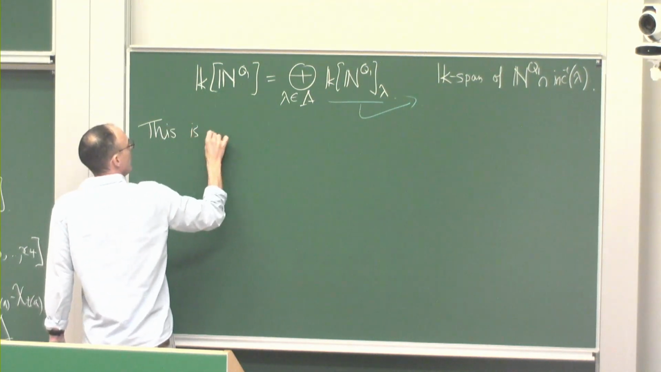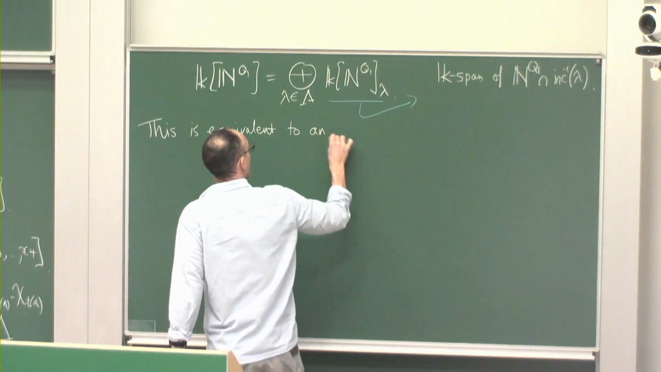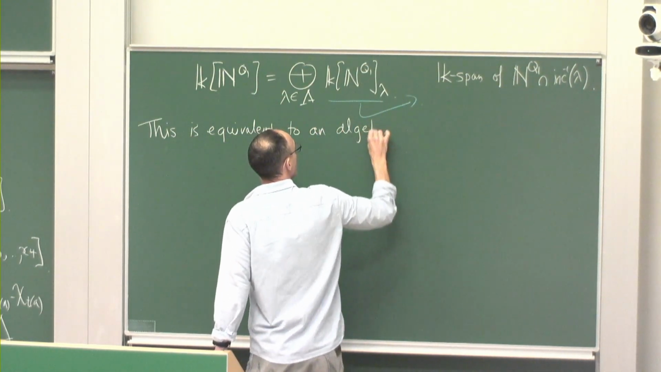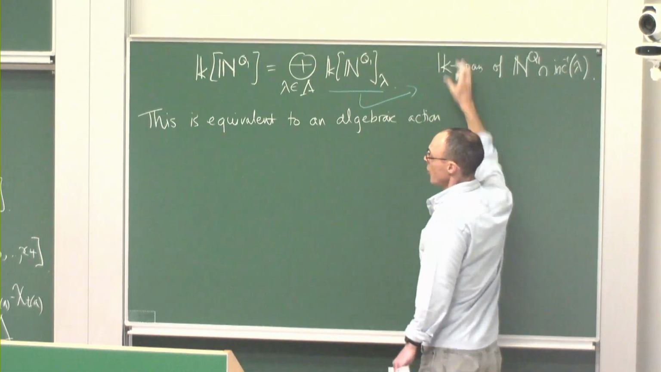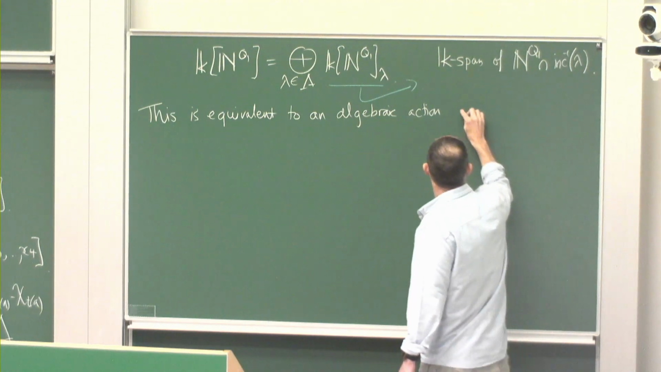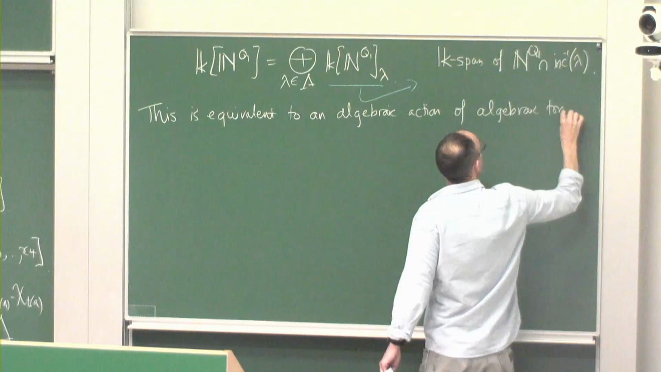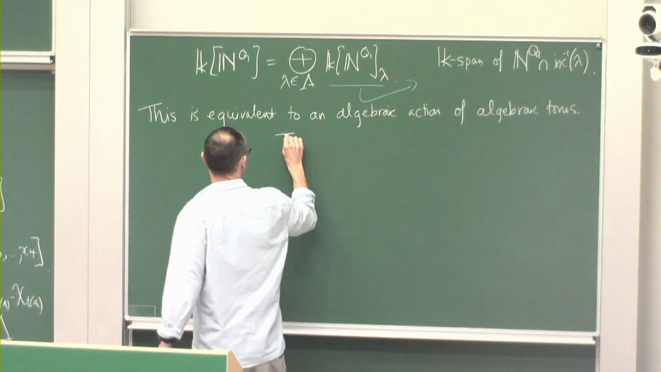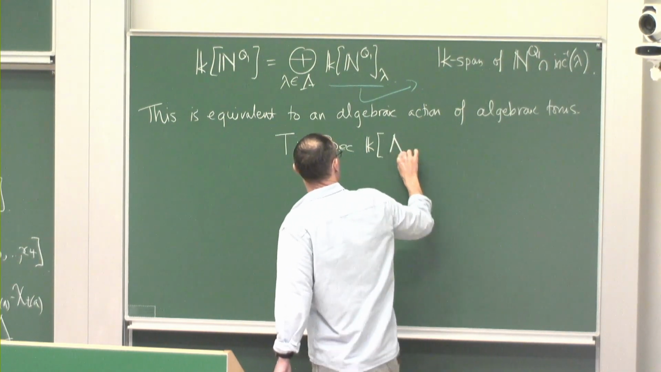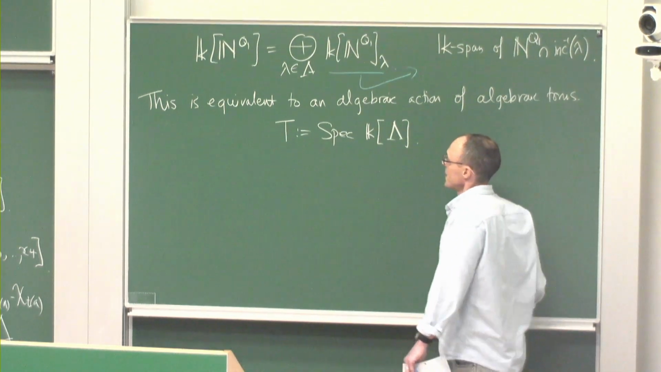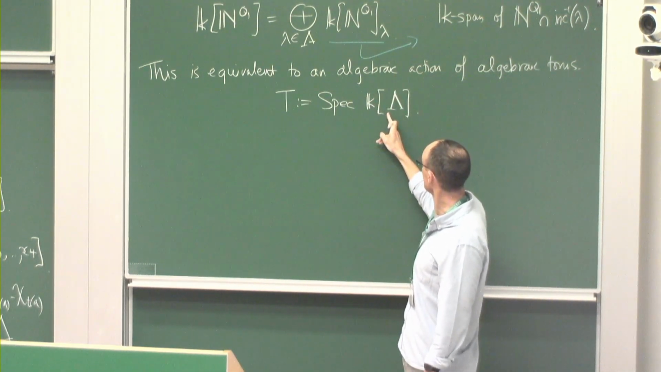Okay, the moment I have an algebra that's graded by lambda, suddenly we bring in some geometry. This is equivalent to us having an algebraic action. This is, after all, a workshop on group actions. So an algebraic action of the algebraic torus, here I'll call it T, so again this is the torus whose coordinate ring is this semigroup algebra.